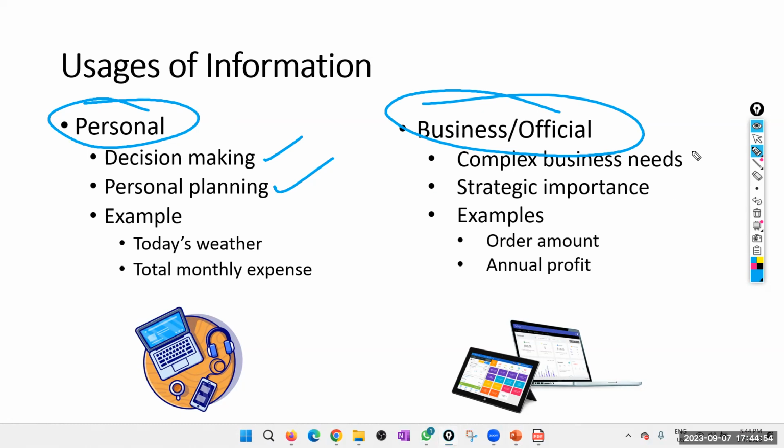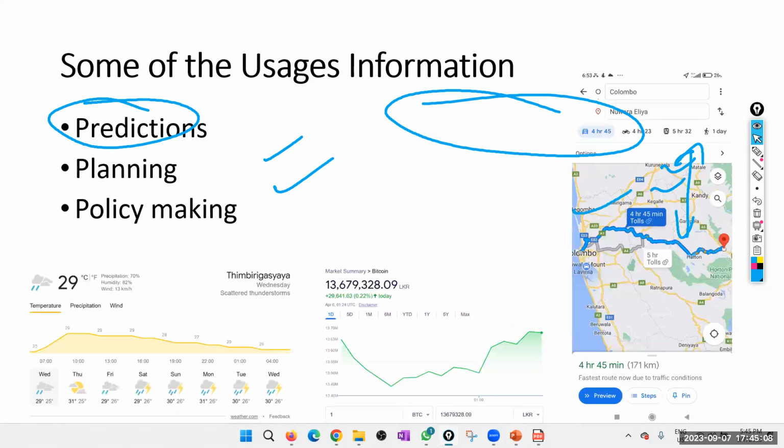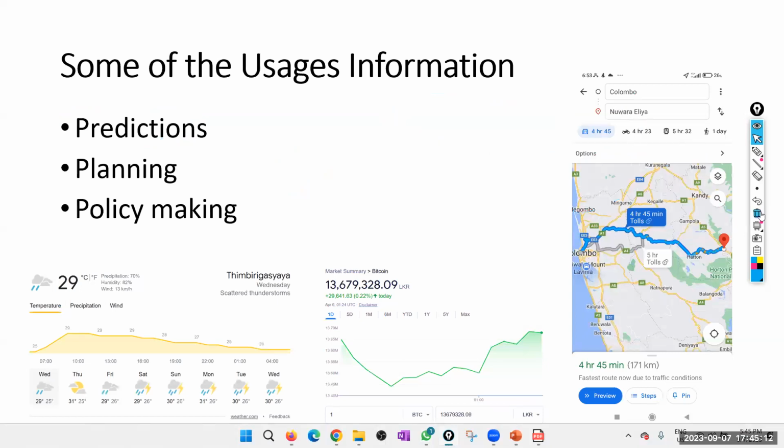At the same time, the businesses, they also use data and information, right? Preparing bills, prepare accounts, and so on. And of course, there are so many other places like weather prediction, policy making, and so on. Okay. So these are some usages of data, or usages of information rather. We can use it for prediction, right? So that information is used to do predictions.